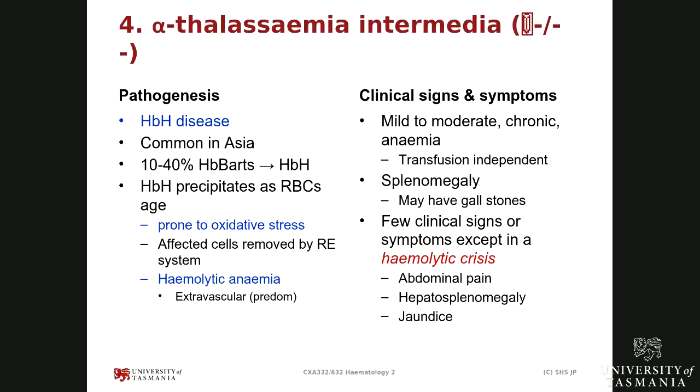So we have mild to moderate compensated hemolytic anemia with very few clinical signs or symptoms, but once they get into an oxidative crisis, that's when we come into problems, because the beta tetramers are not able to properly oxygenate, properly perfuse the tissues. So again, this is a situation of hemolytic crisis, just like we get with our G6PD.